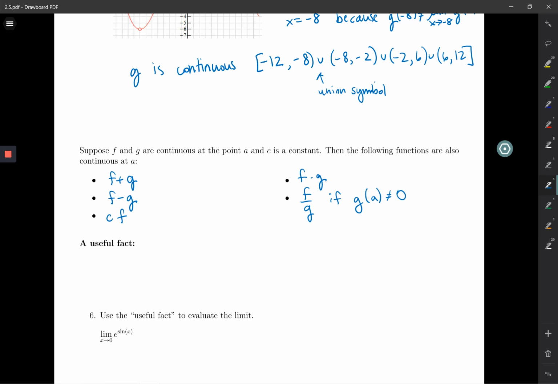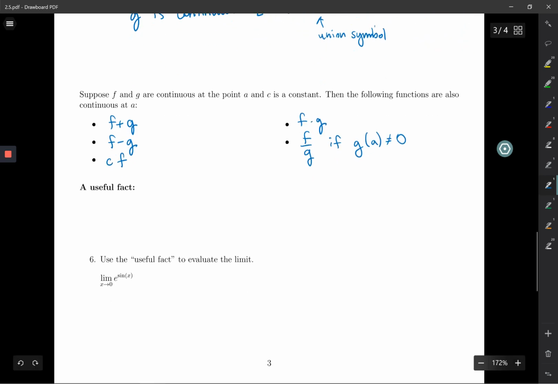Okay. So these are not too hard to prove. They basically come from the limit laws. The fact that we can use the limit laws for each of these gives us directly the continuity there. So I'm not going to go over those, but yeah, that's how you would do that.